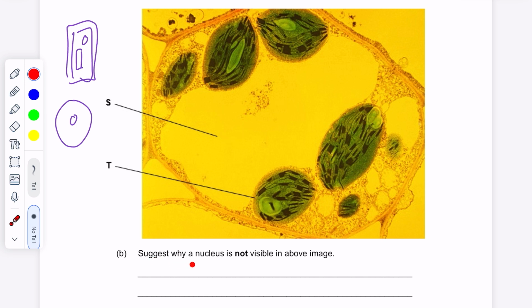It says suggest why a nucleus is not visible in the above image. It's not saying that it's absent, it's just saying why isn't it visible. So you could say anything like, oh, this particular slice didn't contain the nucleus, it was present elsewhere, or you could say that they haven't stained the nucleus.